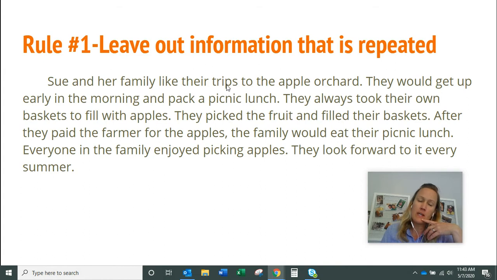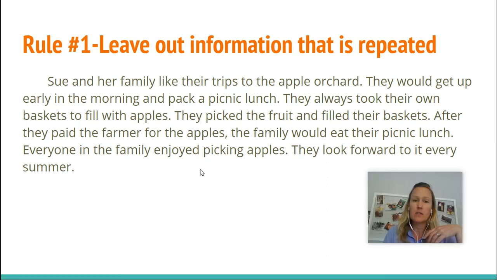So I wouldn't delete this area here, but I could mark through everyone in the family enjoys picking apples, and I could even get rid of they look forward to it every summer. The idea of when it happens is a little bit different than just liking it. By the way, I think apples get picked in the fall, but I'm not going to go there right now. The paragraph is serving a different purpose for us right now. I'll have to look that up and see. But definitely that information, I don't have to say multiple times in my summary that they liked it, okay? So leaving out information that's repeated when we're crafting our summary, okay?